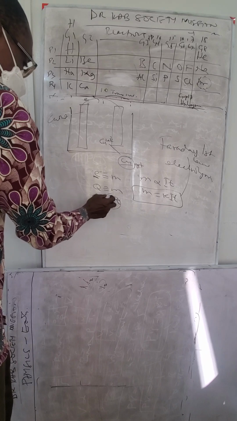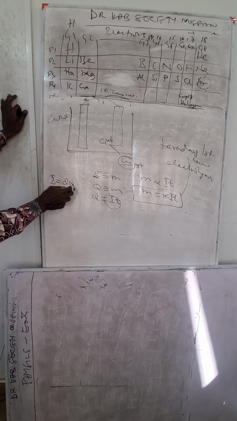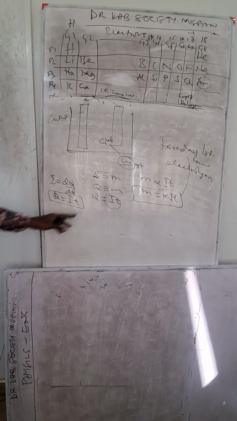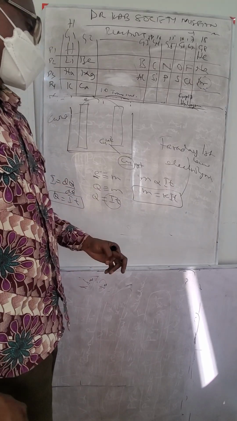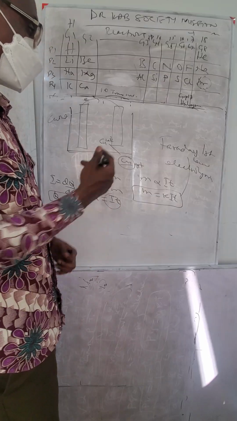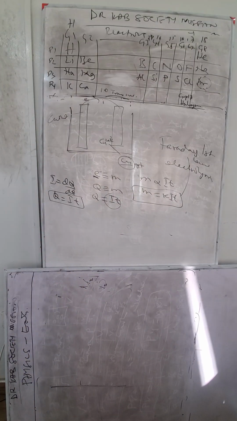Charge is given by this formula, because current is equal to rate of change of charge over time, which means charge is equal to what? Current times time. So we know also that you must know the equivalence. So that is Faraday's first law. We will look at this one.